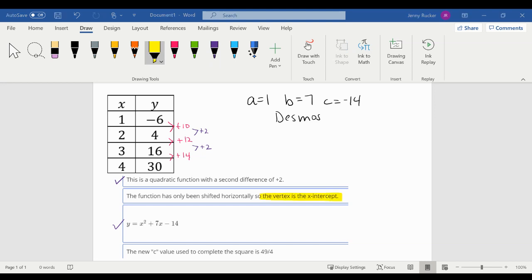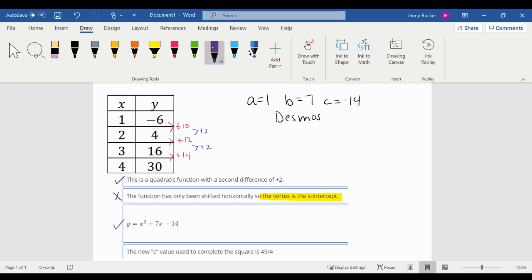Let's just quickly go back to that Desmos screen. Our vertex is down here at -3.5, -26.25, which is definitely not only a horizontal shift. It had a horizontal shift, but it also had a vertical shift, which dropped that vertex off of the x-axis, so it is not the x-intercept. So let's go back. We know that this is not a valid statement because that is definitely not true.